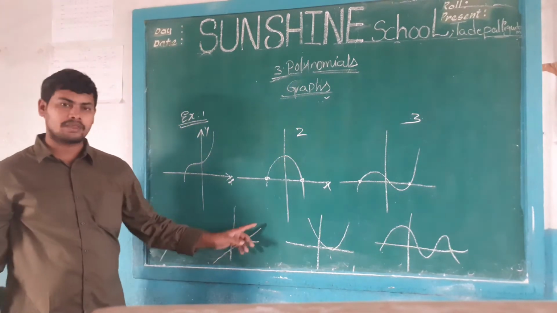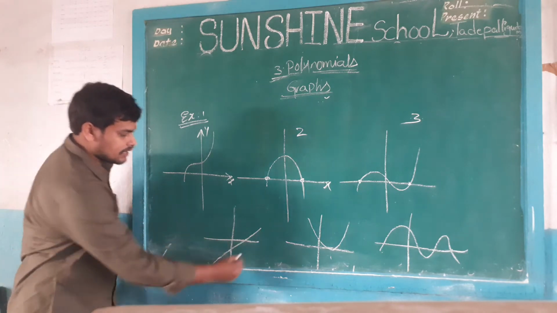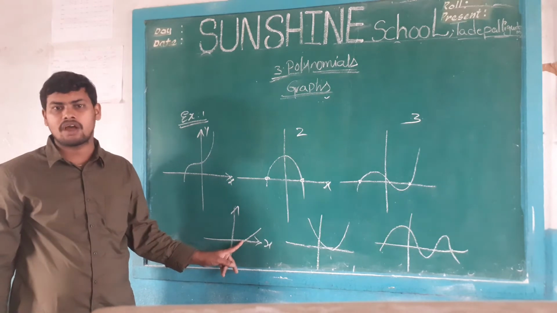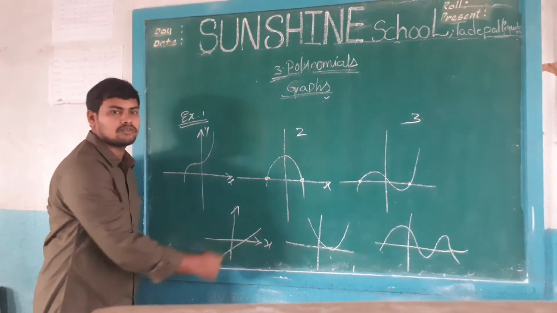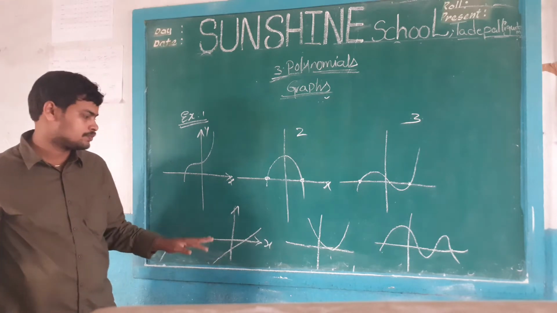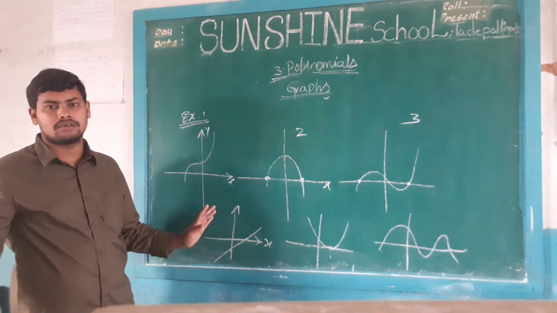Here, how many times does it cut the x-axis? Only 1 point. We already said that whenever a diagram comes, it is a linear polynomial or standard equation.